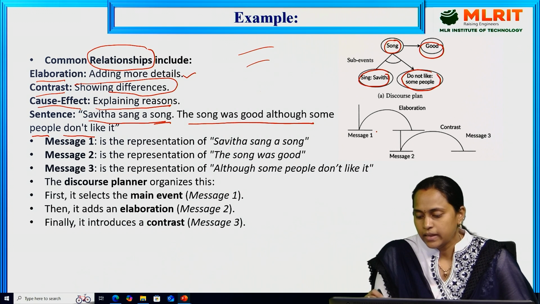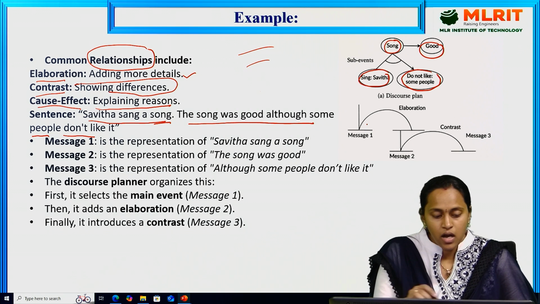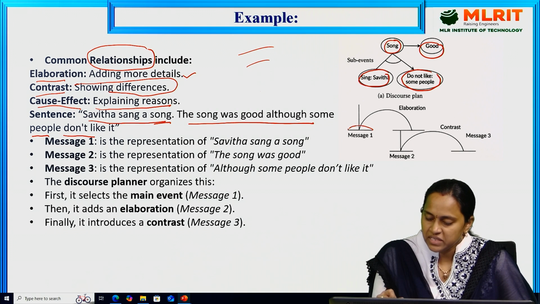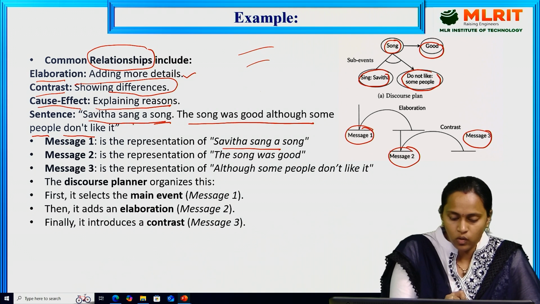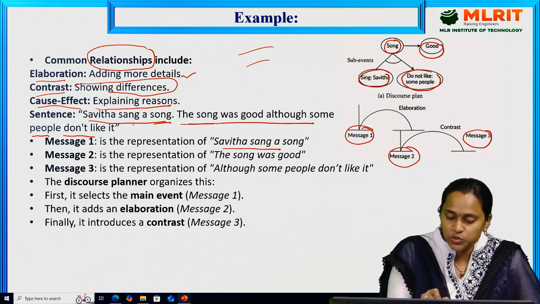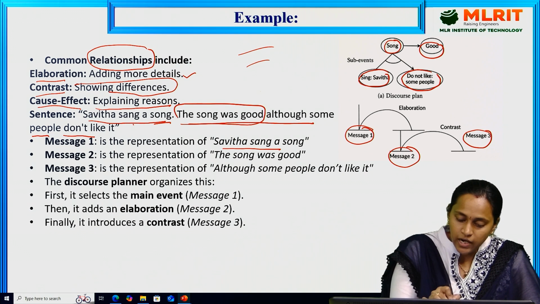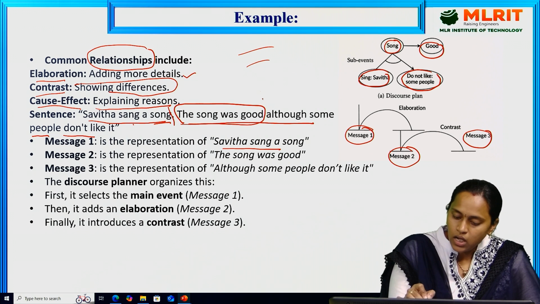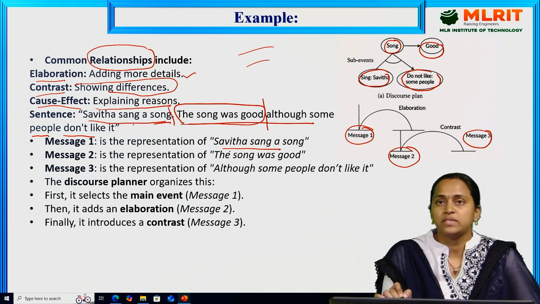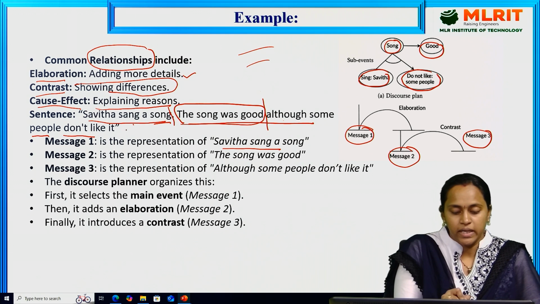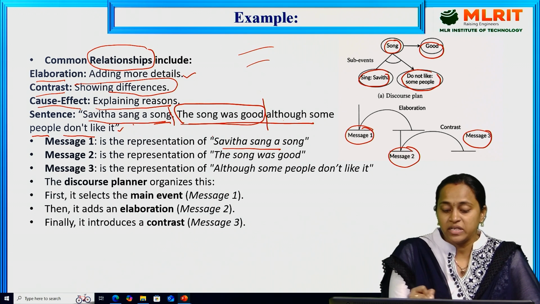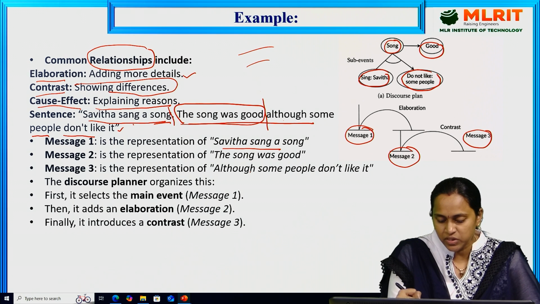Let's see here. The elaboration contains adding more details. Here message 1, message 2, message 3. Message 1 tells about Savita sang a song and message 2 tells about the song was good. That means we are dividing the sentence into 3 messages. The first one is Savita sang a song. The song was good. Although some people don't like it. There is a relationship between message 1, message 2, message 3.